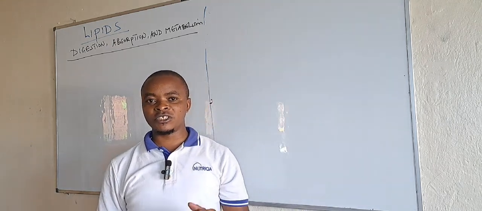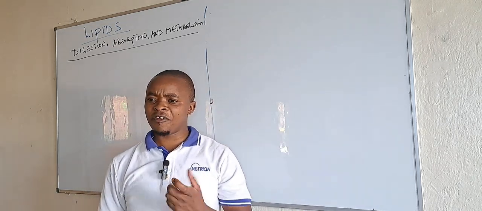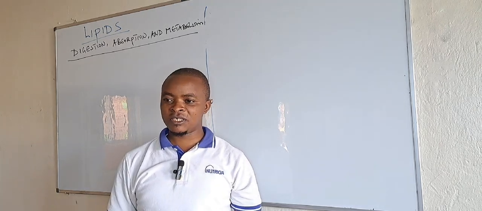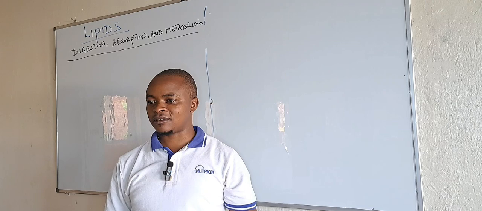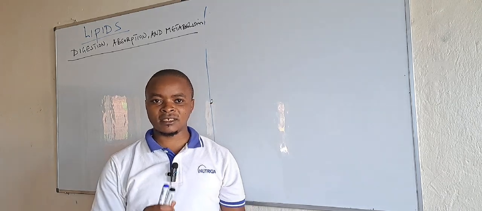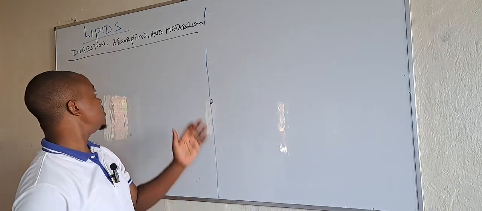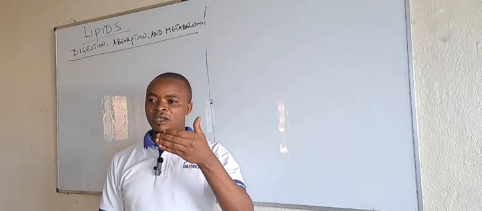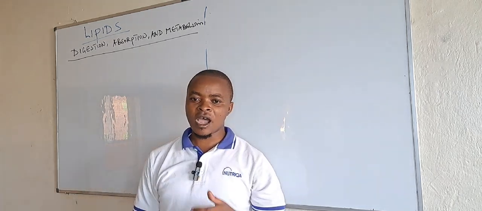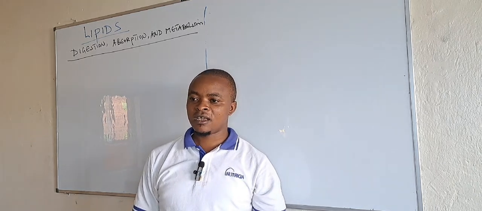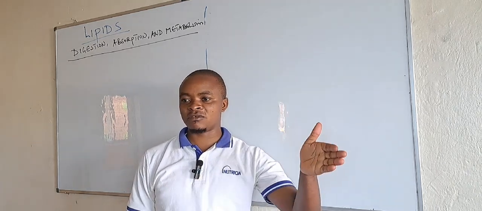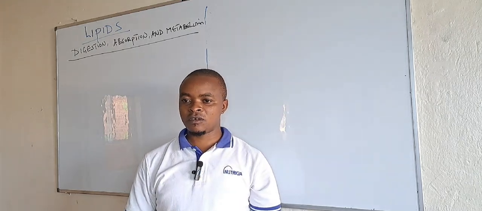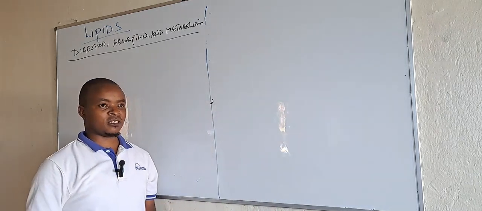So we are going to continue talking about lipids. If you have not watched the first video, the introduction to lipids, first watch it before you watch this. It will help you so much. So let us get started on the digestion, absorption, and metabolism. We want to see, if you eat lipids, how are they digested in the GIT, how do they cross the GIT into the blood circulation, and how does the body utilize them to provide energy? Let us get started.